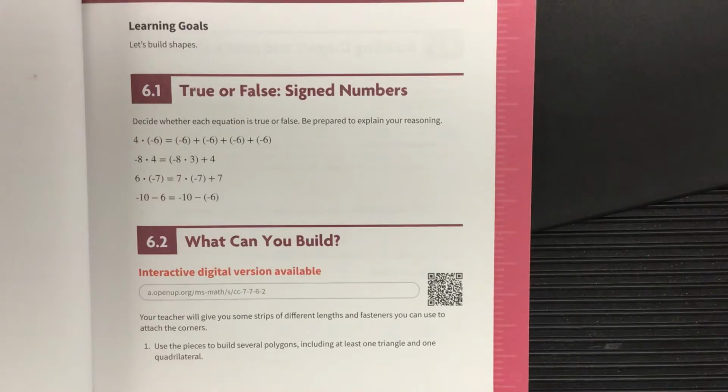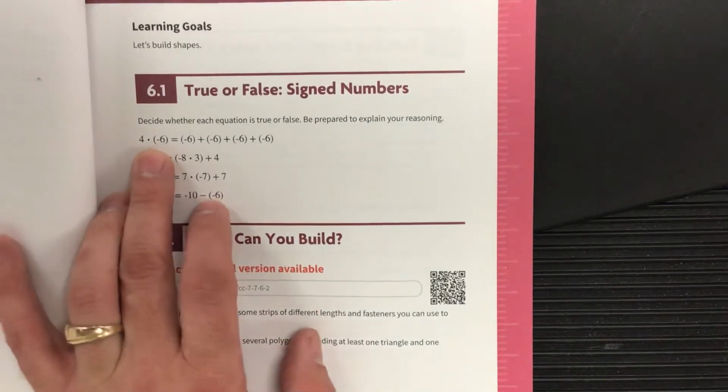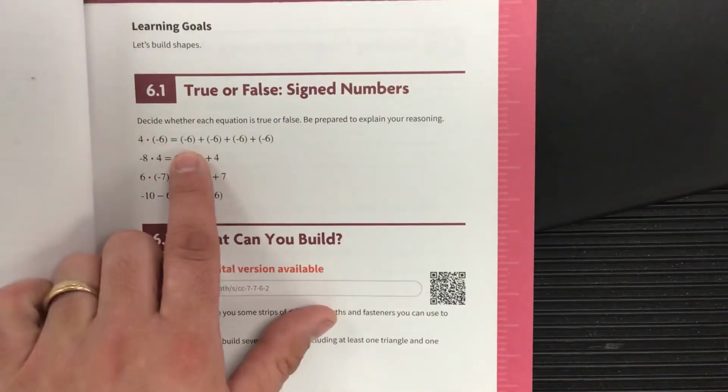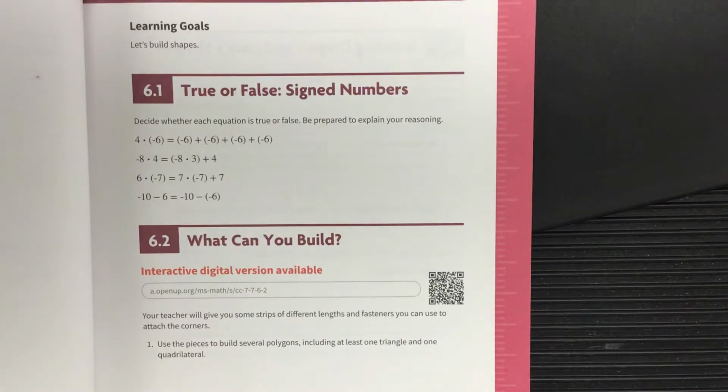Leroy, you got the first one? I think it's false. I think it's true. Cameron, what do you think? False. All right. Well, what's 4 times negative 6? Negative 24. What is negative 6 plus negative 6 plus negative 6 plus negative 6? Negative 24. So both sides are equal. That one should be true.